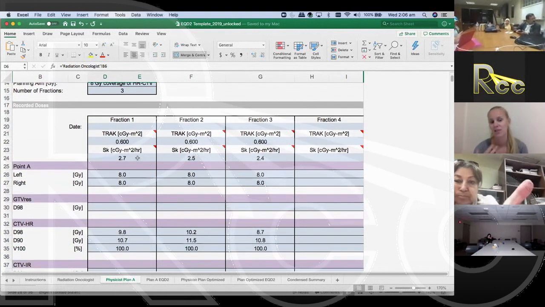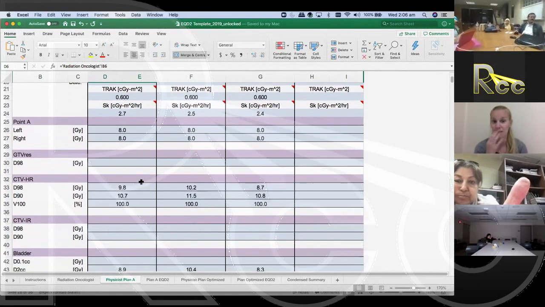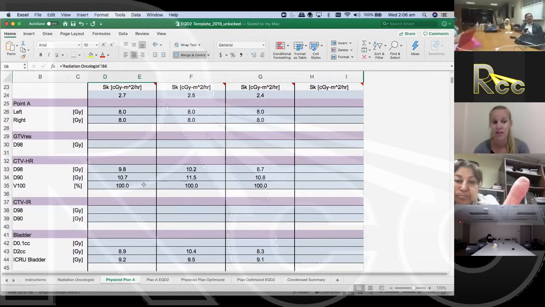So your SK is just your air kerma rate at the time of treatment. So these are some of the doses. So our starting point is we normalize our point A's to 8 gray per fraction. So our high risk CTV was getting 100% coverage of that 8 gray. Our D90 doses were quite high. So I can tell just from looking at these numbers that we actually had a very small high risk CTV.